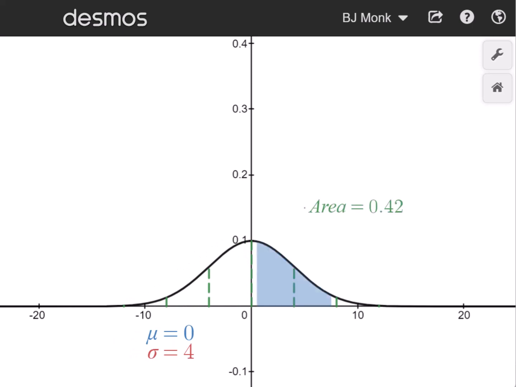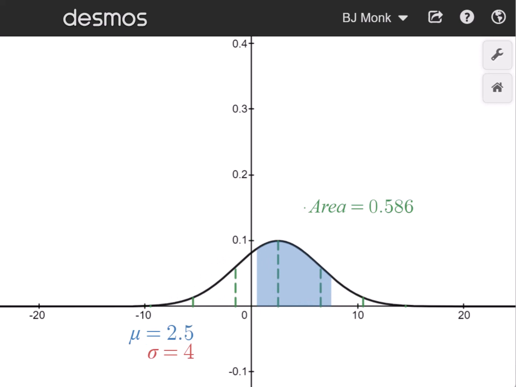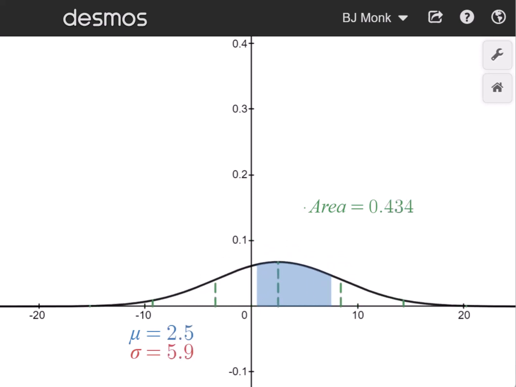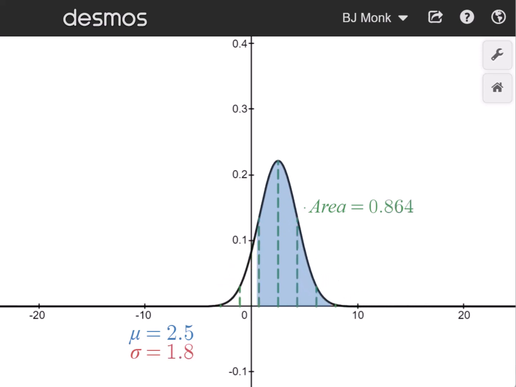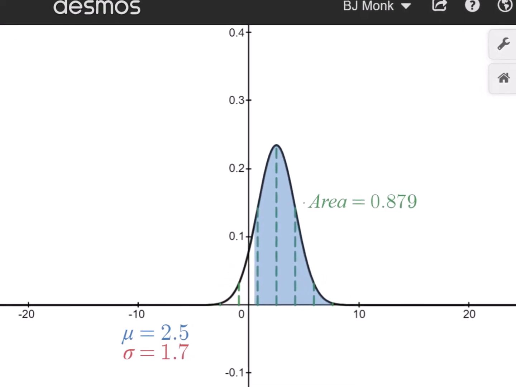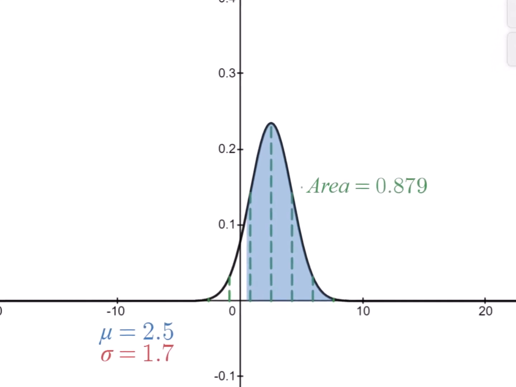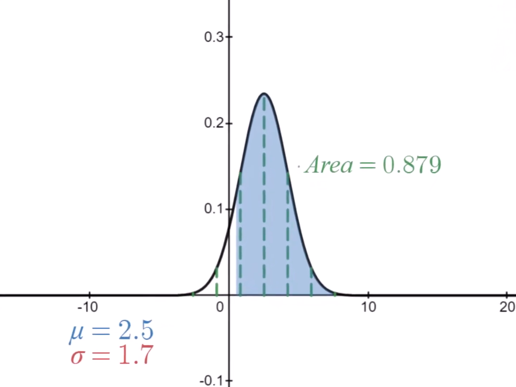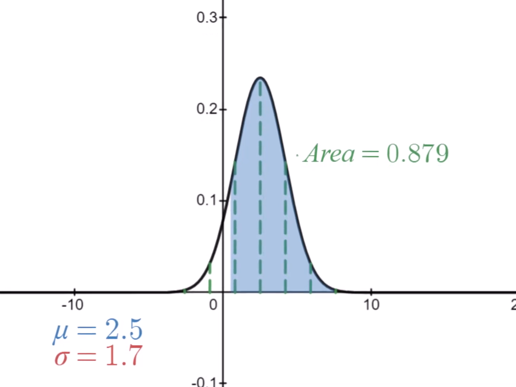Now consider the area under the curve between the values of 0.5 and 7.5. If the mean of the distribution is mu equals 0 and the standard deviation is sigma equals 4, then this area is approximately 0.42. Note, however, how the area of this interval is different when the mean and standard deviation vary. So if we want to find the proportion of normal data that falls within a given interval, like 0.5 to 7.5, then we have to know the mean and standard deviation to calculate it.